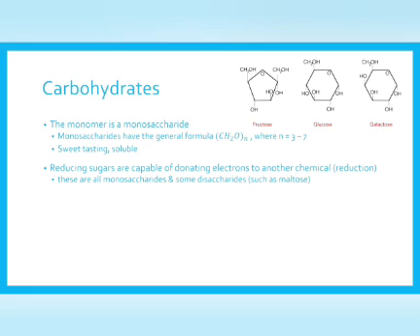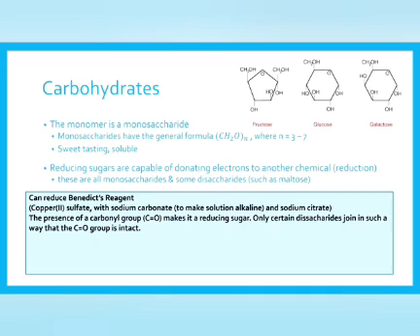There are 2 types of sugar. There's reducing sugars, and these are capable of carrying out reduction. Reduction is the gain of electrons. So reducing sugars are therefore capable of donating electrons to another chemical. All monosaccharides are reducing sugars, and some disaccharides, such as maltose, are also reducing sugars.